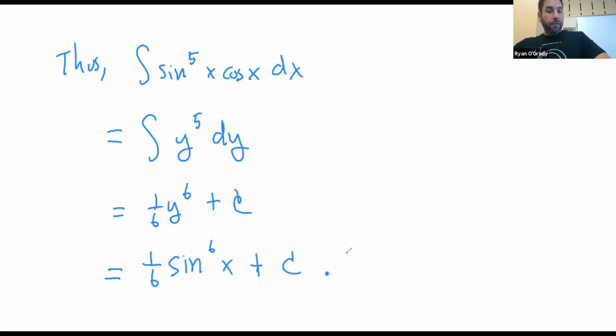Now, you could verify this is correct by differentiating. You should do that. That would be good practice for you. Take the derivative of what we got at the bottom, and you'll see that it's sine to the power 5 times cosine.